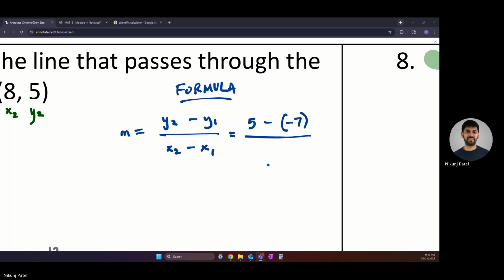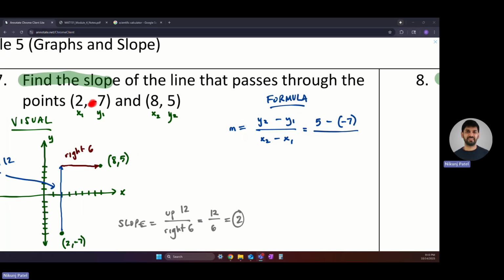-7. Since this 7 already has a negative in it, there needs to be a minus a -7 there. So that -7 belongs to that 7 right there. And then x2 minus x1, 8 minus 2.